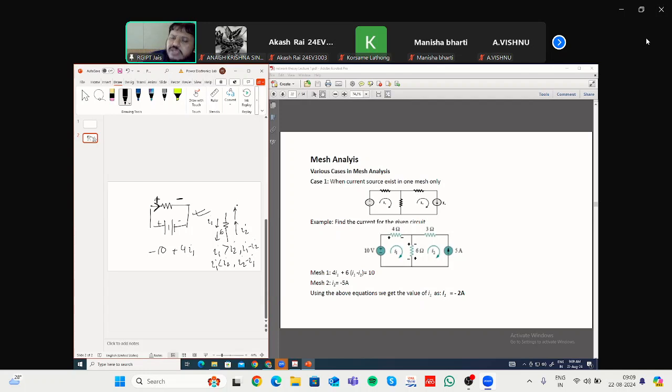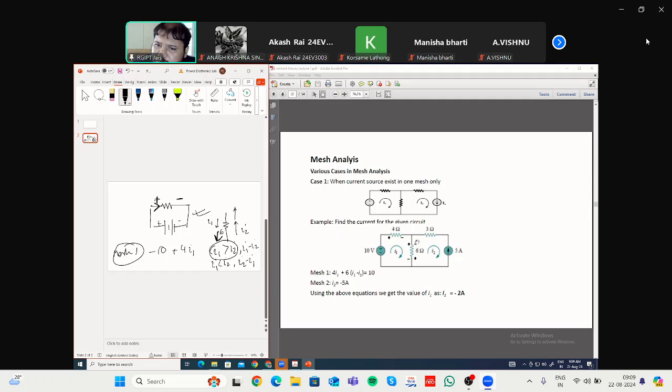We cannot know, so there is a convention. If you are applying KVL in mesh 1, then you have to consider that the current in mesh 1 is greater than all other currents in the other meshes. Since we are considering mesh 1, we will consider this case, that is, I1 is greater than I2. That means the net current will be flowing in the downward direction. Downward direction means it will be entering on this side and leaving on this side, so this will be plus, this will be minus.